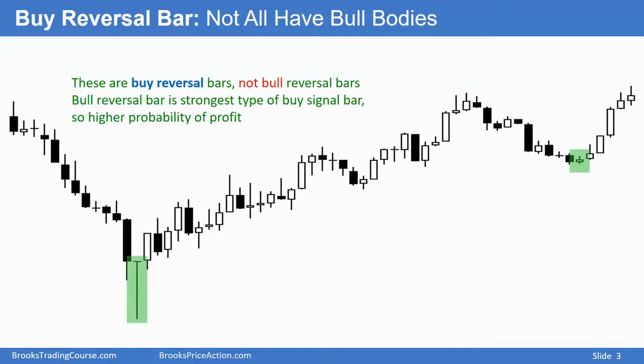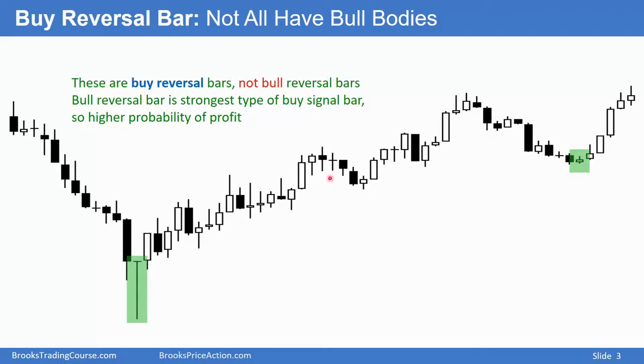Here's some other examples of buy reversal bars that are not bull reversal bars. So we have a bear trend, a little bit climactic here, and then much more climactic here, and the market sold off, and then by the end of the bar, it completely reversed back to where it started. It closed above its midpoint, so it's a buy reversal bar, but it does not have a bull body.